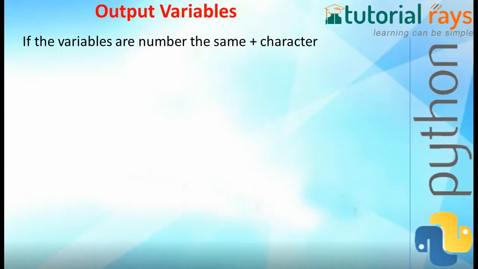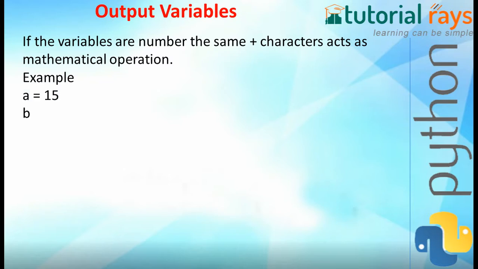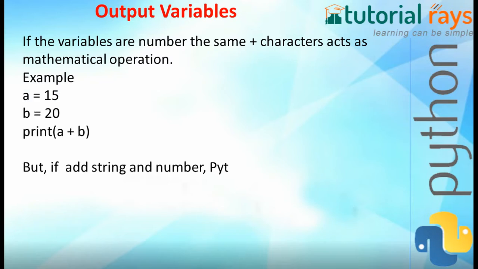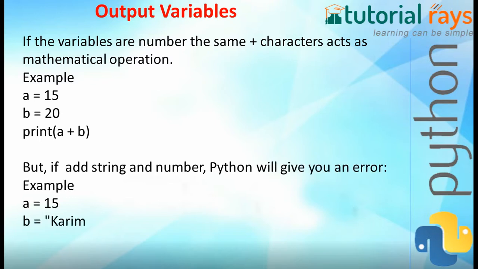And also, if the variables are numbers, the same plus character acts as a mathematical operation. For example, a = 15, b = 20, then print(a + b) will display 35. But if a string and a number are added together, in that case Python will give you an error. For example, a = 15 and b = cream, in that case print(a + b) will display an error. So let me show you with a practical example.